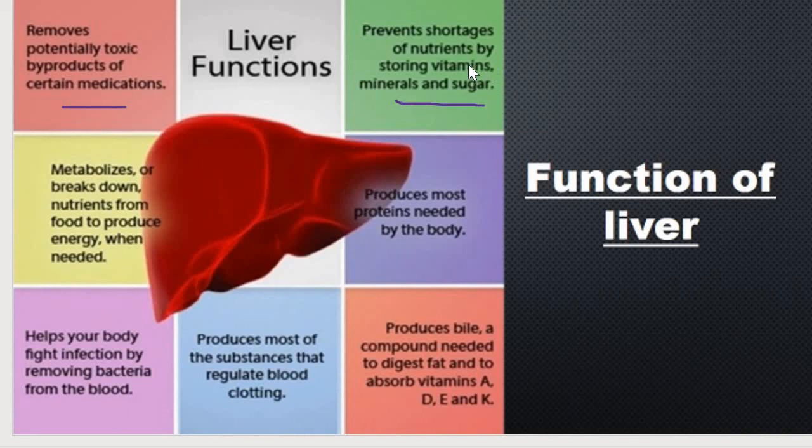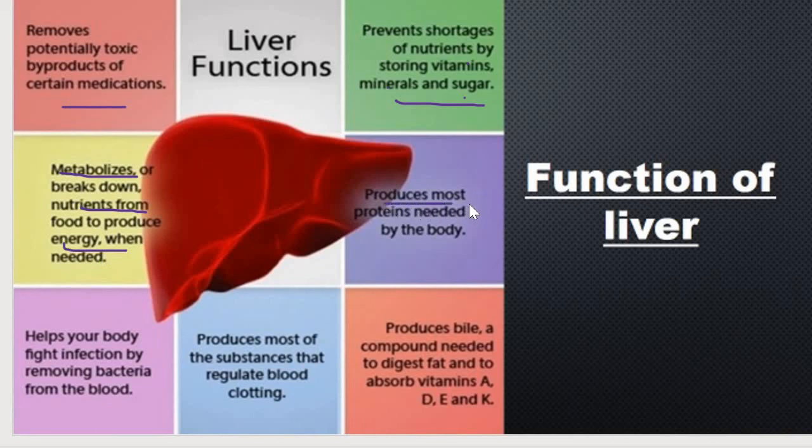It can store vitamins. What vitamins are stored here? Fat soluble vitamins like A, D, E, K are stored here. It can store extra minerals. It can store extra sugar in the form of glycogen. It metabolizes or breaks down nutrients from the food to produce energy. It helps in the formation of energy also.